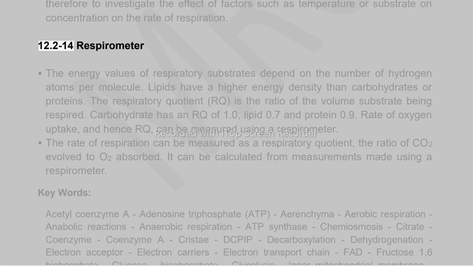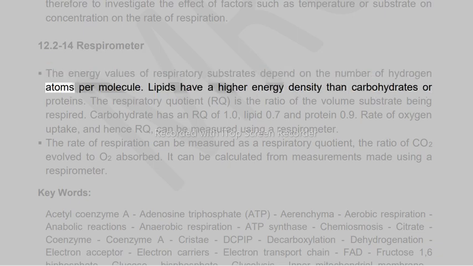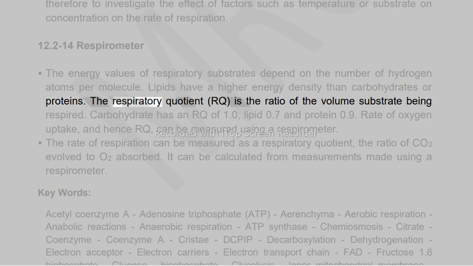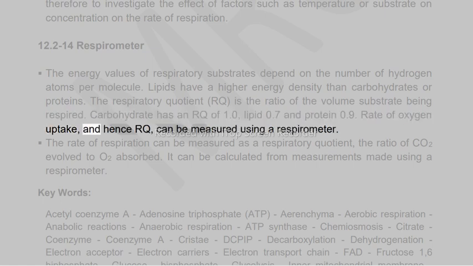12th of February, 14: respirometer. The energy values of respiratory substrates depend on the number of hydrogen atoms per molecule. Lipids have a higher energy density than carbohydrates or proteins. The respiratory quotient, RQ, is the ratio of CO2 produced to O2 used for the substrate being respired. Carbohydrate has an RQ of 1.0, lipid 0.7, protein 0.9. Rate of oxygen uptake, and hence RQ, can be measured using a respirometer.